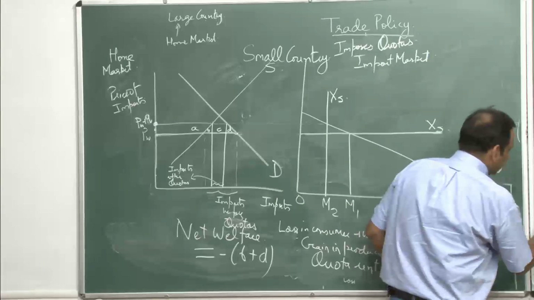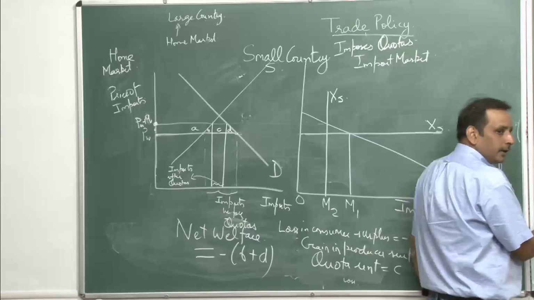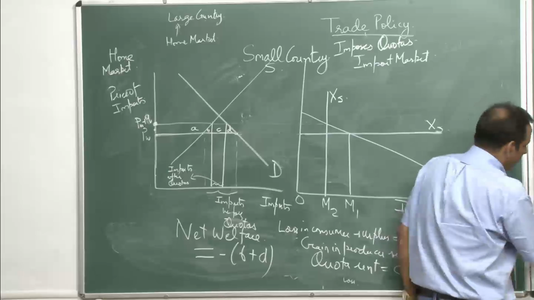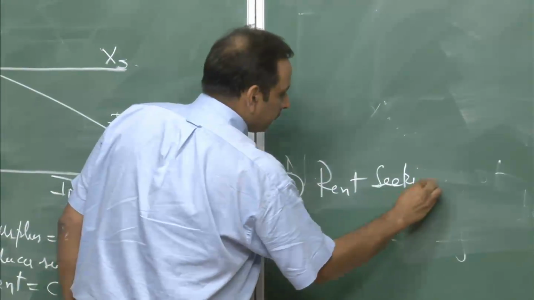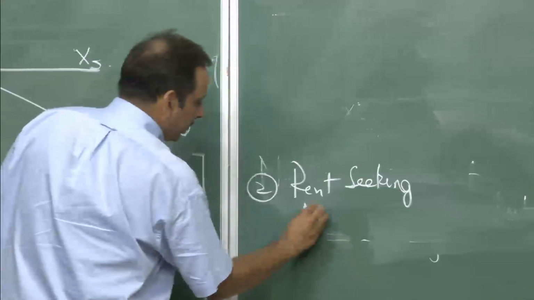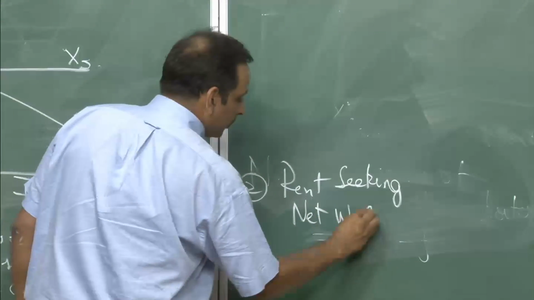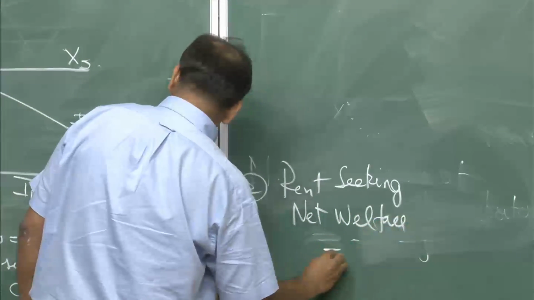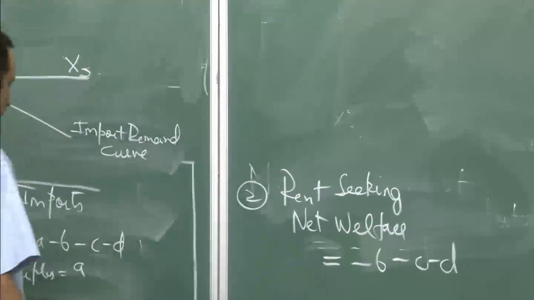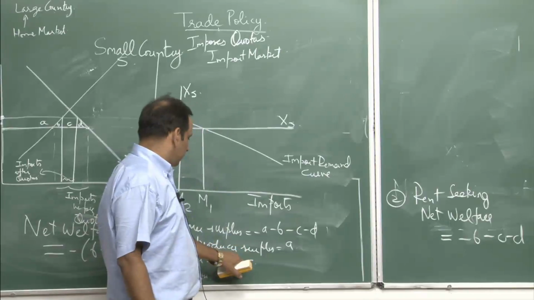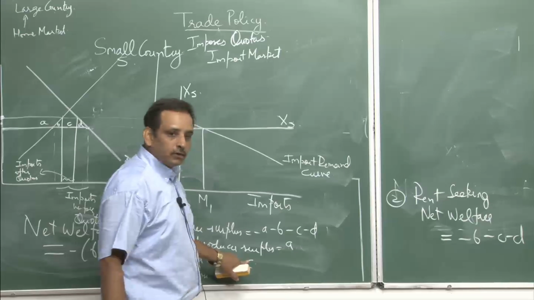So, the second case is, in economics you do not call it corruption, you call it rent seeking. In case of rent seeking, the net welfare works out to be minus B minus C minus D, because C gets lost in corruption.